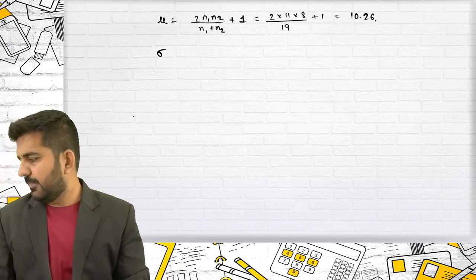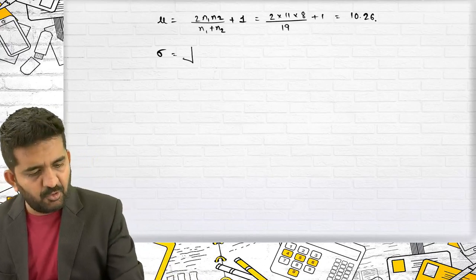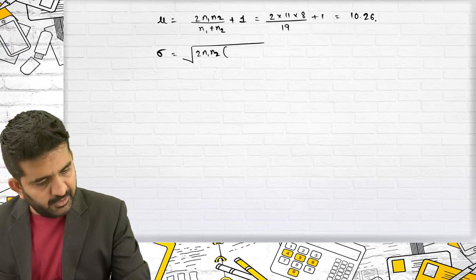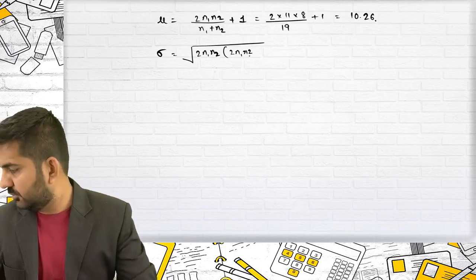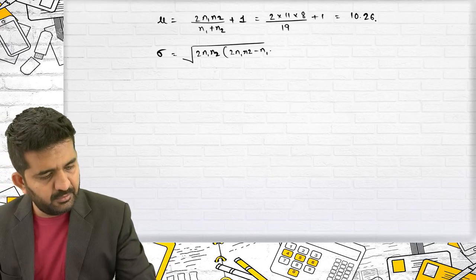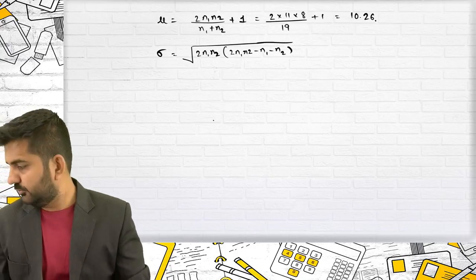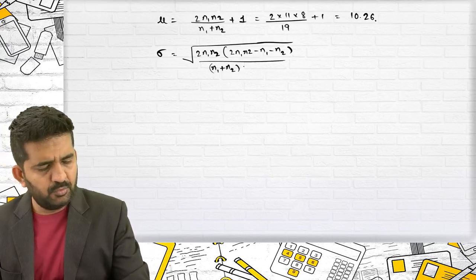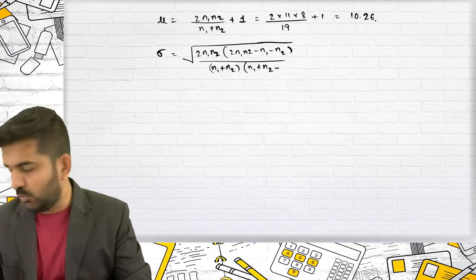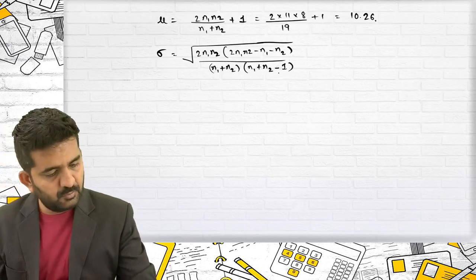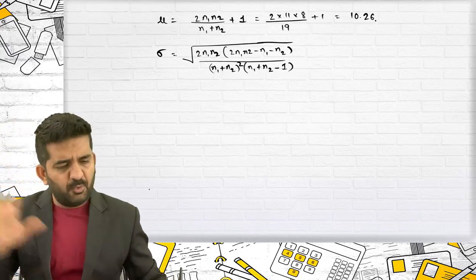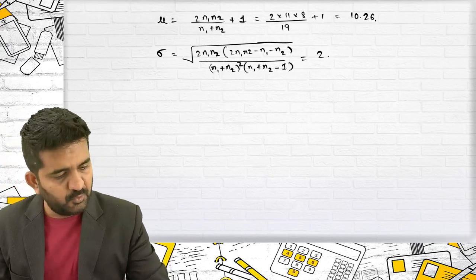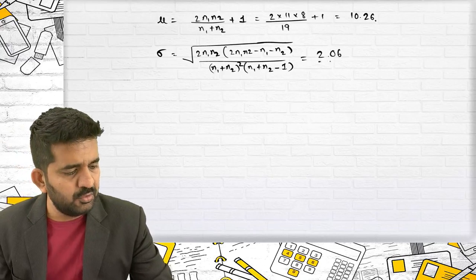Standard deviation can be found out by the square root of 2 n1 n2 into bracket 2 n1 n2 minus n1 minus n2, upon n1 plus n2 whole square, into n1 plus n2 minus 1. Putting all the values of n1 and n2, I will get a standard deviation of 2.06.